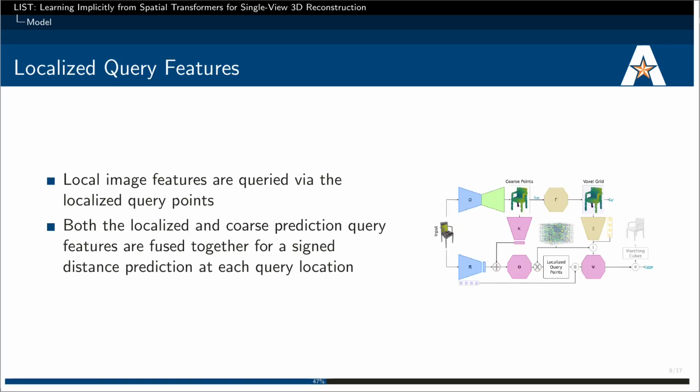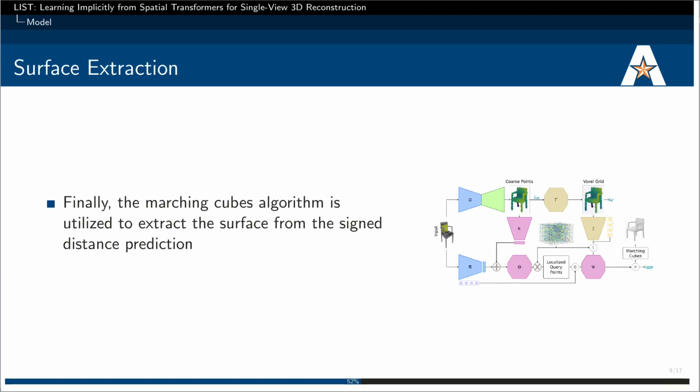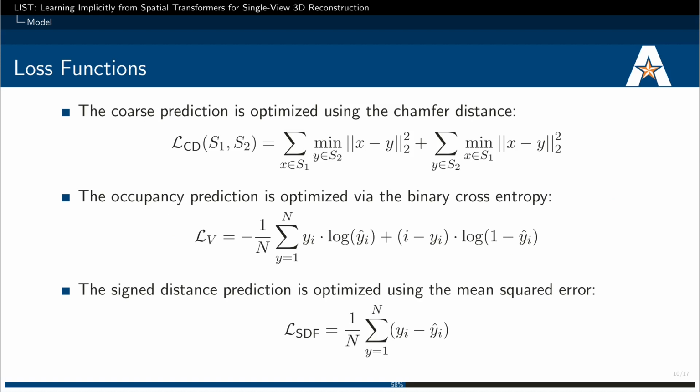Next, we query the local image features with the localized query points and fuse them together with the multi-scale 3D features to predict a signed distance field at each query location. Finally, we utilize the marching cubes algorithm to recover the 3D surface from the signed distance prediction. We optimize LIST by combining three loss functions. The coarse prediction is optimized by minimizing a chamfer distance. The occupancy prediction is optimized by minimizing the binary cross entropy. The SDF prediction is optimized through mean squared error.